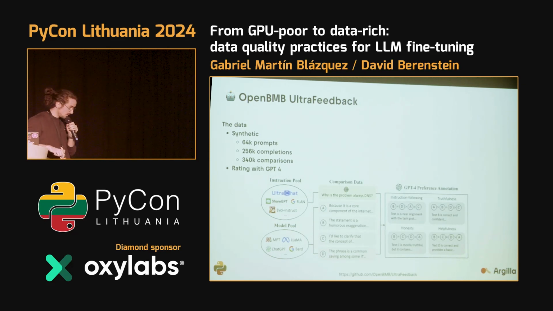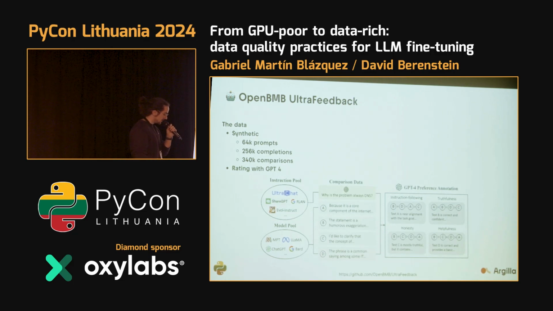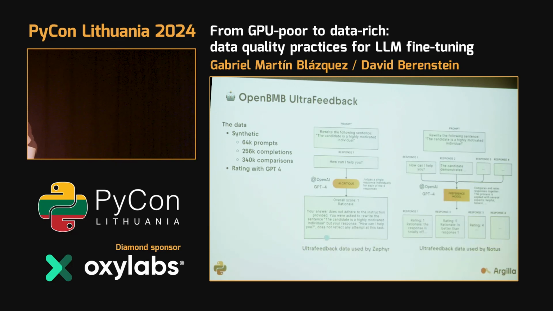What they did is to gather prompts from other datasets and then send these prompts to different open source LLMs to get responses and build a preference dataset. And to annotate this preference data, what they used was GPT-4. So, how did they use GPT-4?